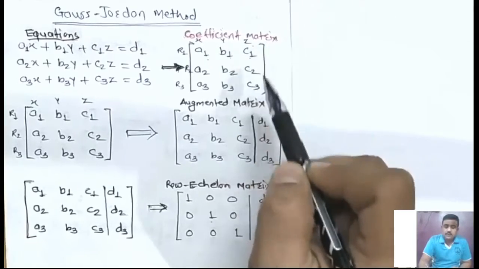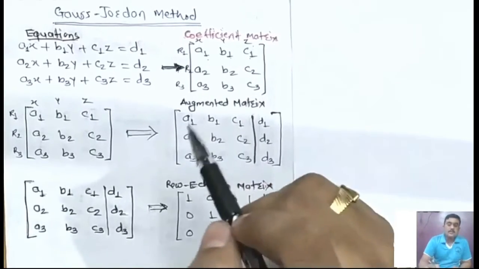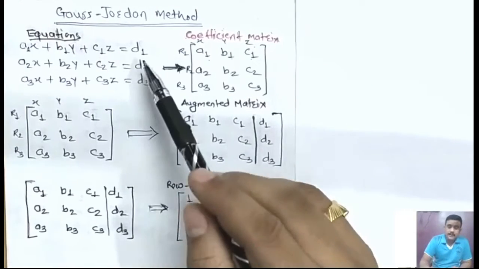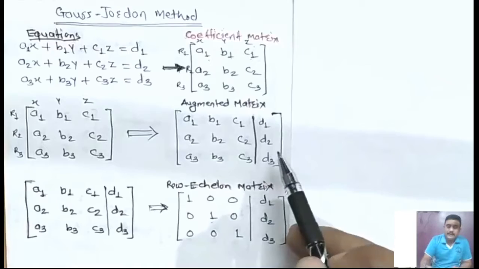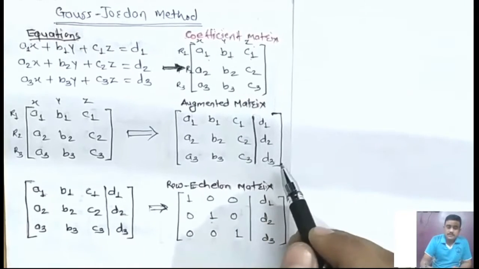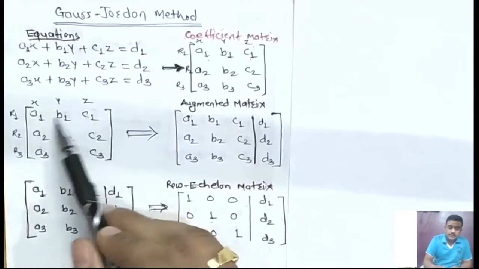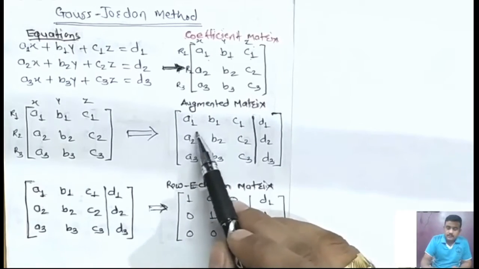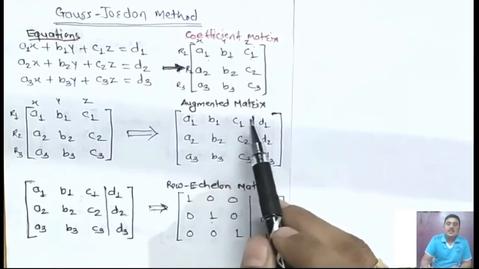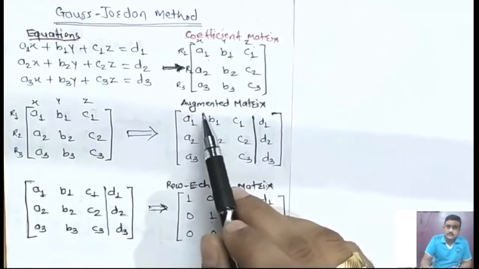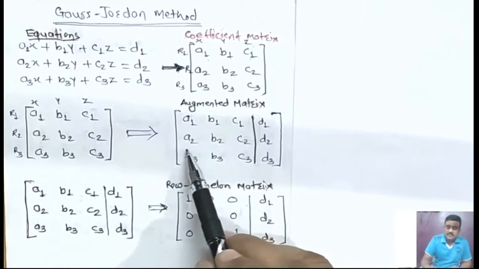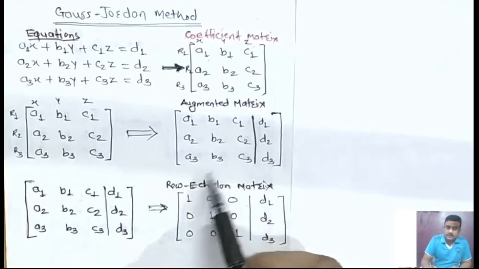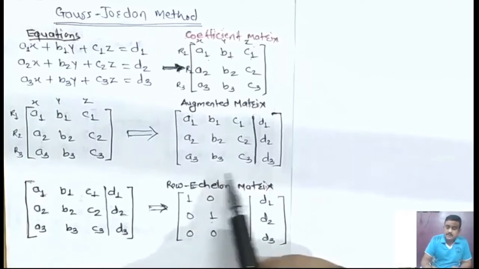Now we have to convert this coefficient matrix into an augmented matrix. How will the augmented matrix be produced? We just add the constant values d1, d2, d3 as the right hand side column of the coefficient matrix. That's how our coefficient matrix is converted into an augmented matrix like this. We have written a1, b1, c1, the coefficients of the unknowns of the first equation, in the first row, the coefficients of x, y, z of the second equation in the second row, and the coefficients of the third equation in row 3.